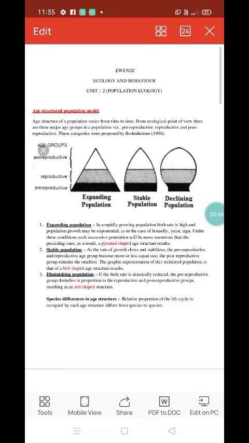In the case of all living species, it could be human beings, trees, plants, microorganisms, animals, any kind of living species, we find that this population structure can be studied. According to that, there are three different models.